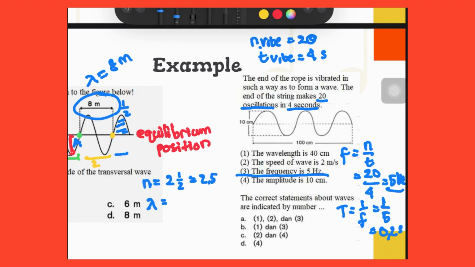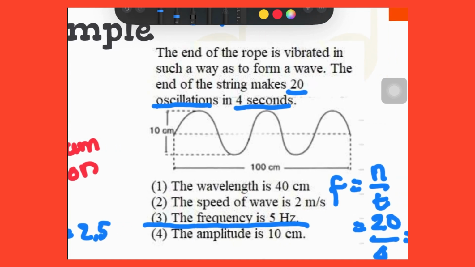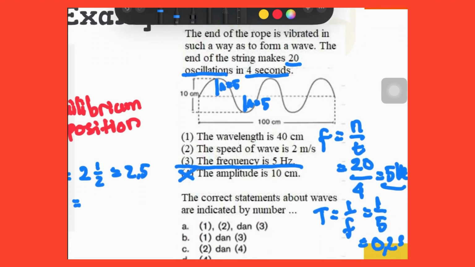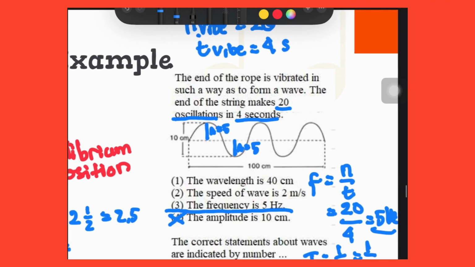And then look at the waveform here. The amplitude is the maximum distance from the equilibrium position. This is the amplitude, this is the amplitude. So the amplitude is 5. The statement says the amplitude is 10, so it's not correct. Then the correct statement, okay.